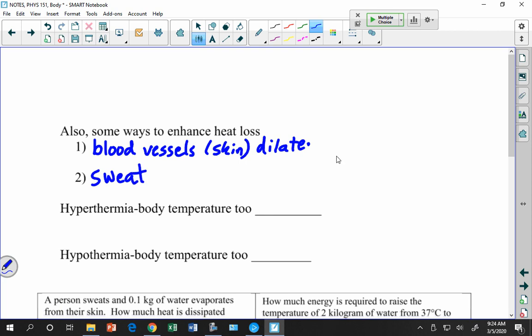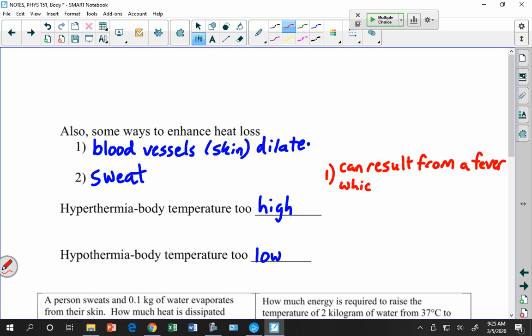All right. Hyperthermia, I think this was on the quiz last time. Hyperthermia is body temperature too high, and hypothermia is body temperature too low. Hyperthermia can result from two different things. I'm going to list those here. The first is it can result from a fever. Your body is producing white blood cells. You can produce more of those when you have a fever, to fight infection or whatever the issue is.